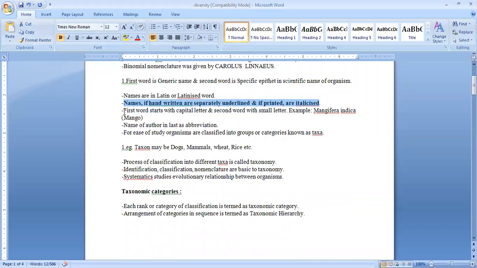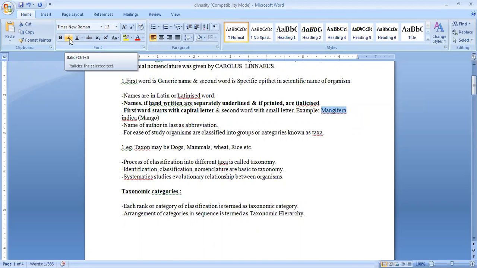Then the second point is the first word should start with a capital letter. I hope you understand. Like we write Mangifera indica. Mangifera is the genus and indica is the species. The second word is written in small letter. Now we have Mangifera. There is one mistake in this. Can you tell me? Neither is it underlined nor italic. So we will italicize it. This is the correct way of writing Mangifera indica. The M of Mangifera is in capital letter.